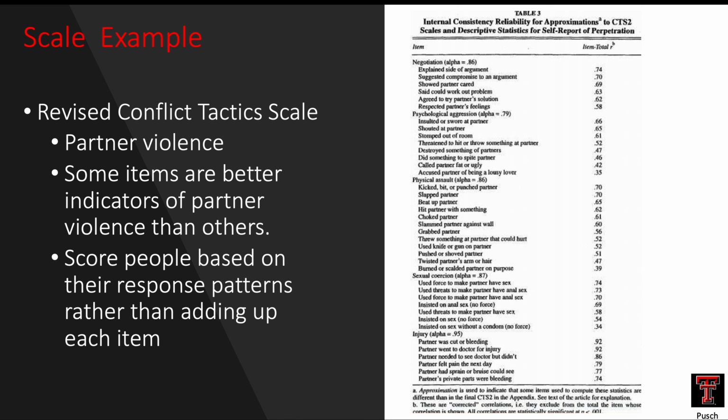This is the Revised Conflict Tactics Scale. This is used all the time when looking at domestic violence, intimate partner violence, teen dating violence. In this scale, some items are better indicators of partner violence than others. So we score people based on their response patterns rather than just adding each item up. Again, maybe physical, psychological aggression would be seen as less serious than injury.